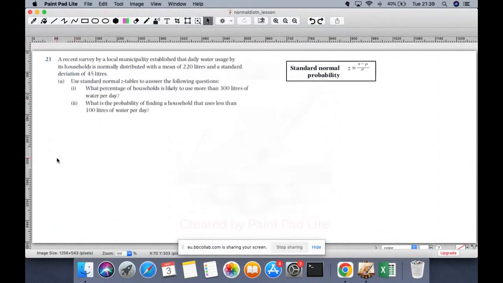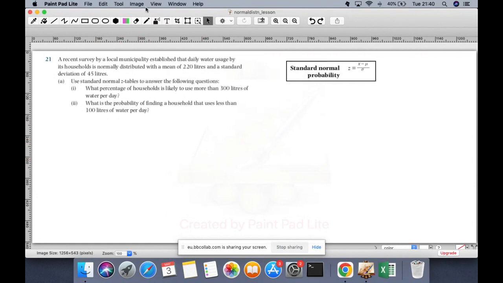All right, so the normal distribution, now this random variable is different. It's continuous. What do we mean by continuous? As you know from your earlier learning units, a continuous random variable can take on decimal values, right? It's not just a counting number. So let's look at this question here. A recent survey by a local municipality established that daily water usage by its households is normally distributed with a mean of 220 liters and a standard deviation of 45 liters. Now you can see this can take a decimal value because you can have 30.45 liters, right? You can have decimals.